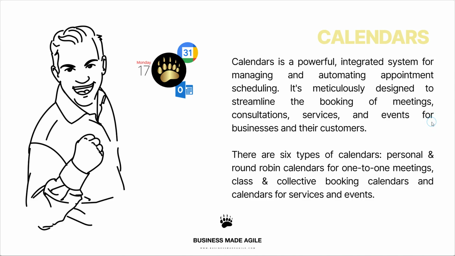Calendars is a powerful integrated system for managing and automating appointment scheduling. It's meticulously designed to streamline the booking of meetings, consultations, services, and events for businesses and their customers. There are 6 types of calendars: personal and round-robin calendars for one-to-one meetings, class and collective booking calendars, and calendars for services and events.